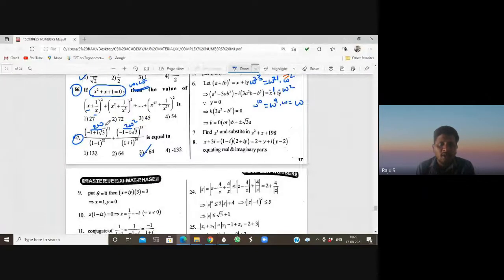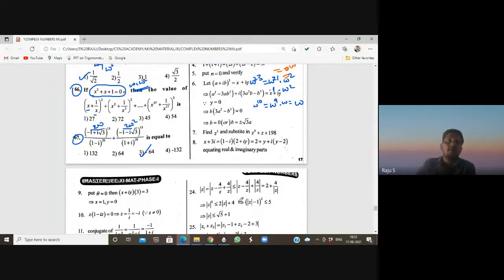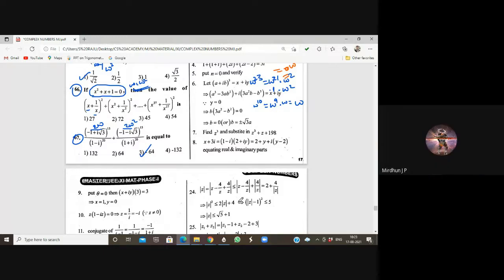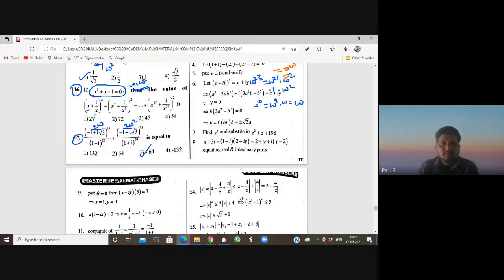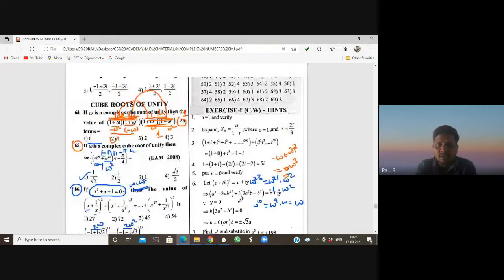So here the thing is, if the power is up to 3, whole square, whole cube, at most we can remember the whole power 4. But if whole power 15 or whole power 20 is there, is it easy to expand? The whole power formula for 15 itself will come to 4 or 5 lines. So it is not easy. So you must remember the omega square values. Then only you can do this kind of question easily. This kind of question they'll generally give in the exam.